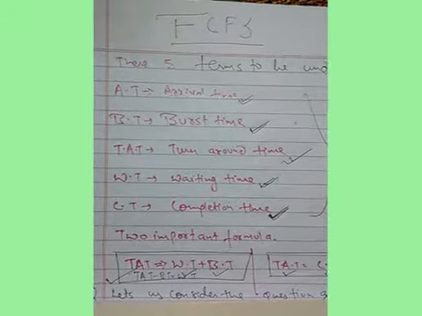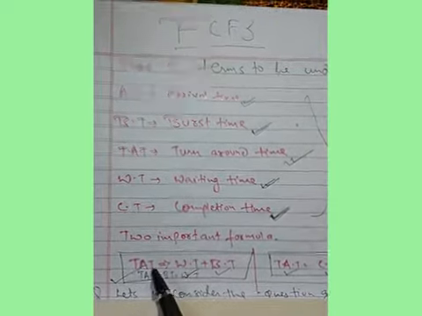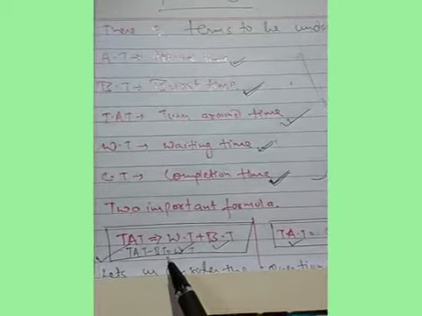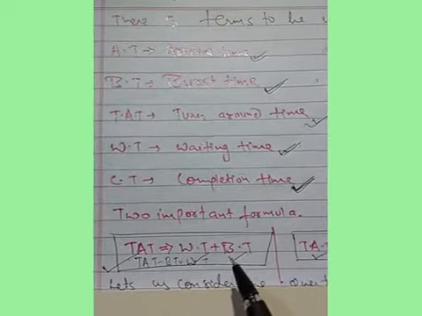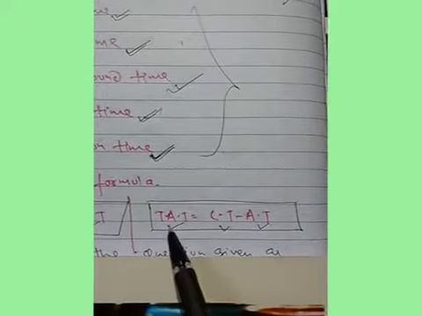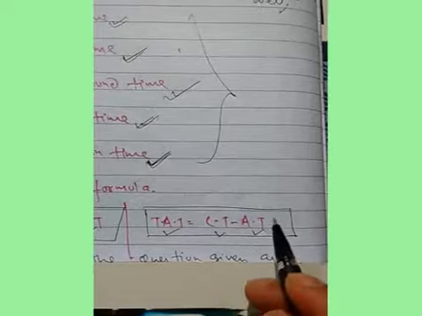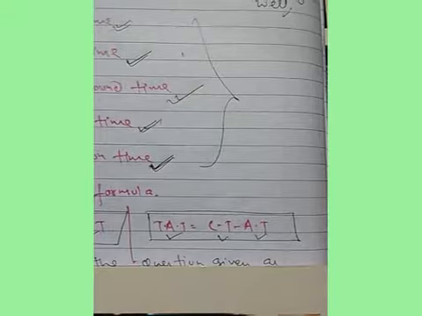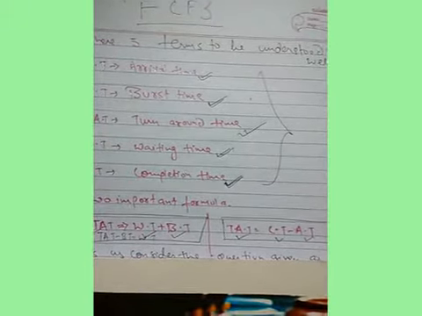Now I'll discuss 2 more formulas which are very important and related to turnaround time, waiting time and burst time. These are: turnaround time minus burst time equals waiting time, and also turnaround time equals waiting time plus burst time. Here is another formula: turnaround time equals completion time minus arrival time. These formulas will be very useful for you to solve any kind of scheduling algorithm. So next we'll discuss the example related to first come first serve.